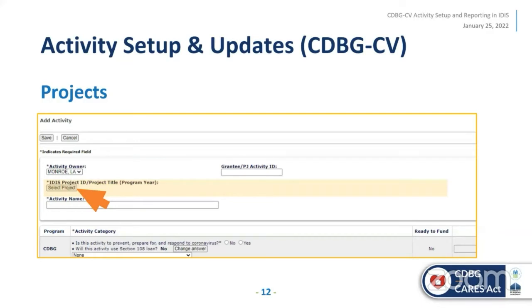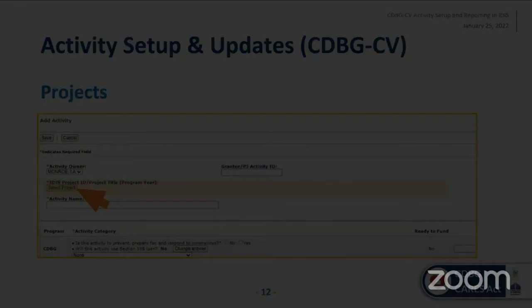When you go to set up to add an activity, one of the first things you select is the project, and that's highlighted on the screen that you see right now. You're going to click on that, which will bring you to a search screen. We're not going to show you the search screen, but that's where you're going to search for the project that you want to associate this activity with.